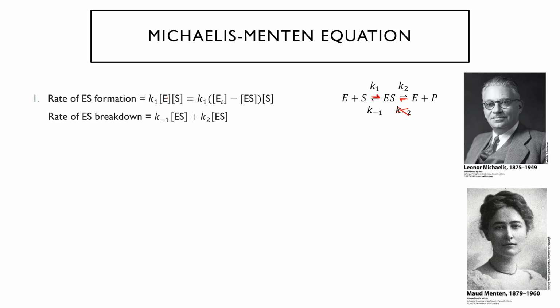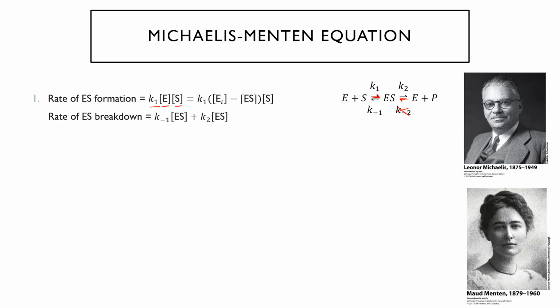So for the formation of the enzyme substrate complex, we only need to worry about that forward reaction, and its rate is going to be equal to K1 times the enzyme concentration times the substrate concentration. We'll talk later about what would happen if you had perhaps 2 substrates, but for now we're just assuming that that's the only thing that matters for the formation of that complex.